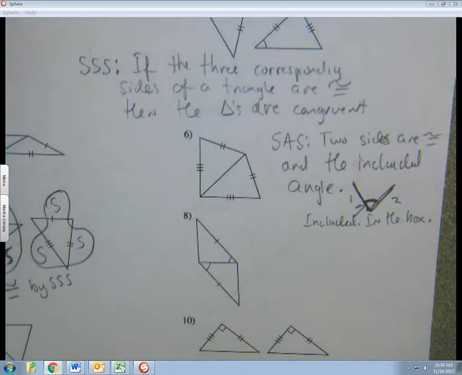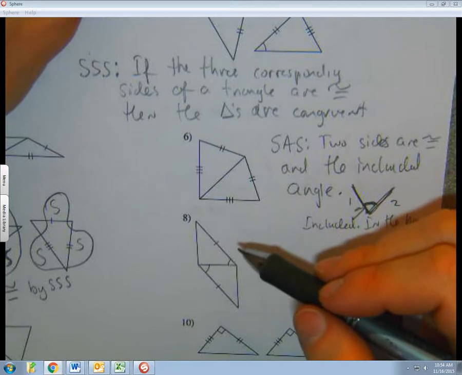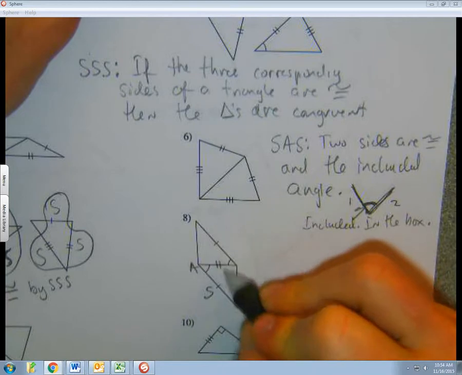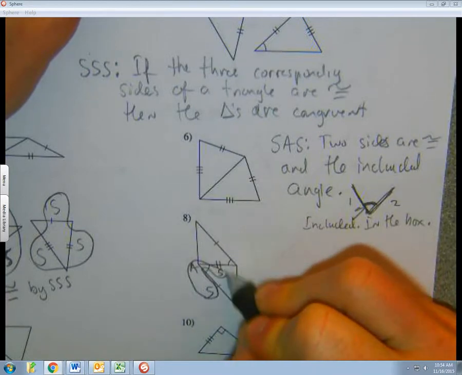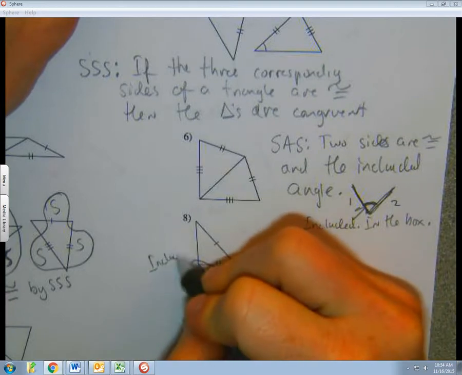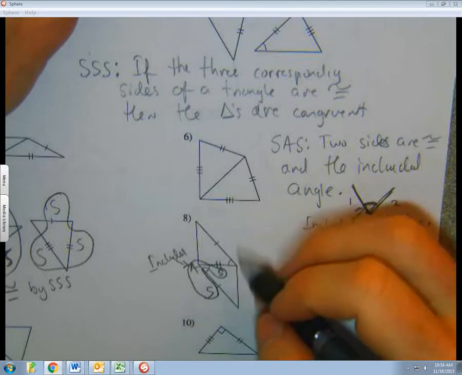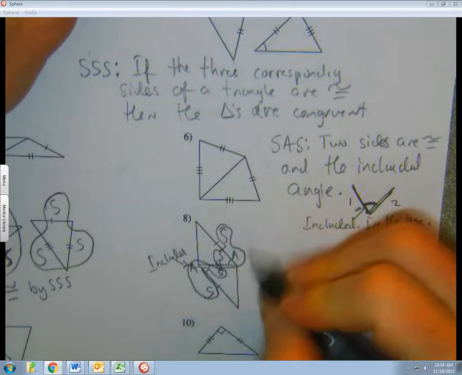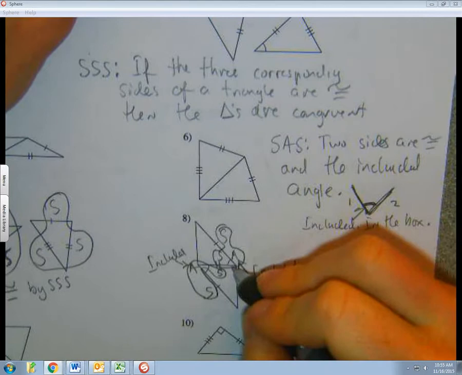Alright, so let's look at one more. Let's hit 8. Side angle, that's going to be the same side. That angle is included. And then let's look at the top one. Side angle side. And again, that angle is included because it is between the two sides. So this is congruent.